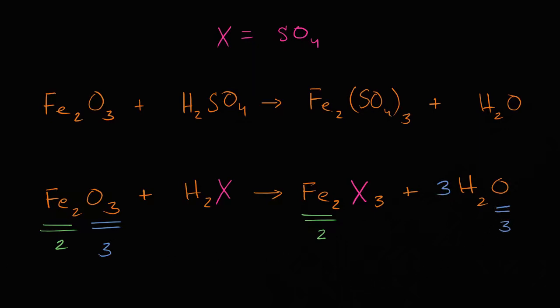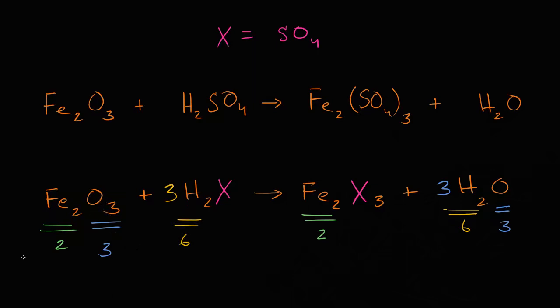And now let's focus on the hydrogens. I have 2 hydrogens here, and I have 6 hydrogens right over here. So if I have 6 hydrogens over there, how do I get 6 hydrogens here? Well, I'll have 3 molecules of sulfuric acid. Each of them has 2 hydrogen atoms. So now I have 6 hydrogens. So my hydrogens, my irons, and my oxygens that are not part of the sulfate group are all balanced.